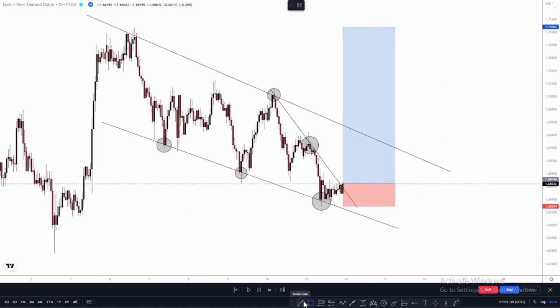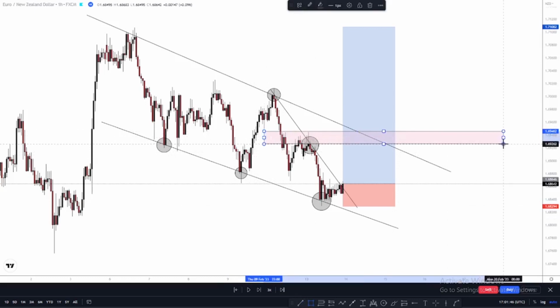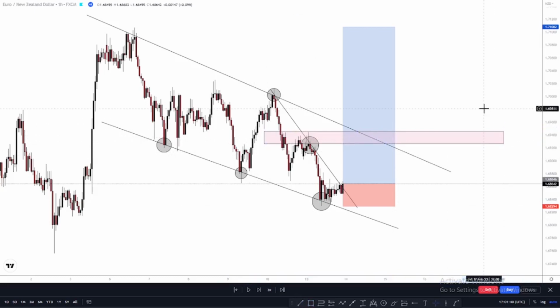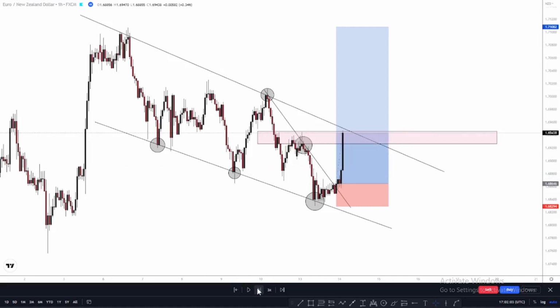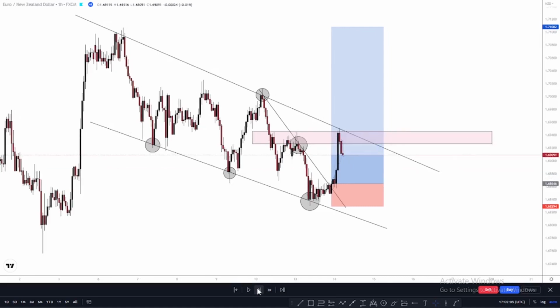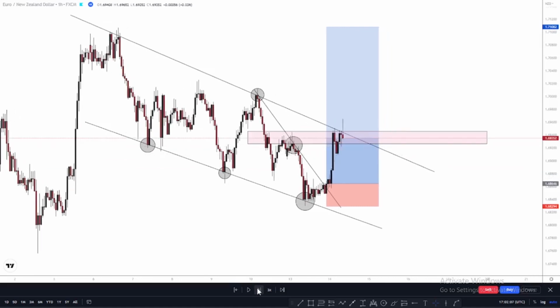Now, how did I get my second entry? I got my second entry by waiting for the breakout and retest of this resistance right here. That would be where I would like to take my second entry. So if you play it forward, we can see, boom, price broke the channel at this point.